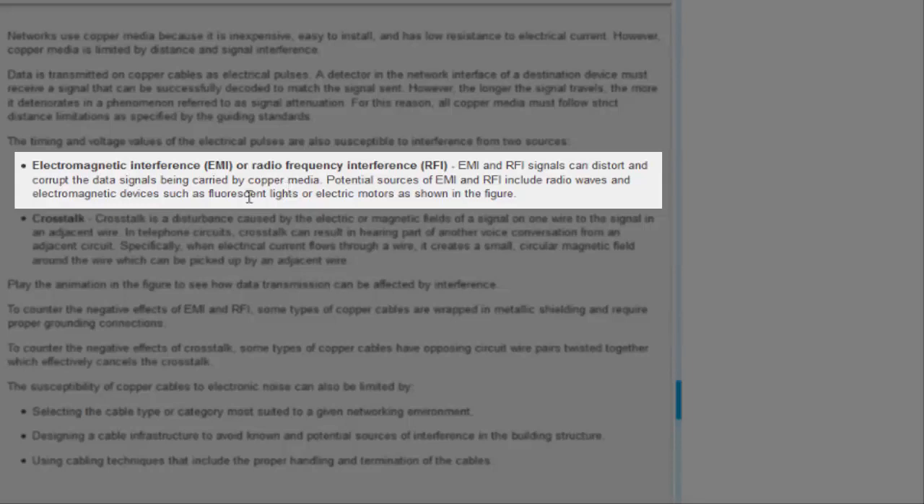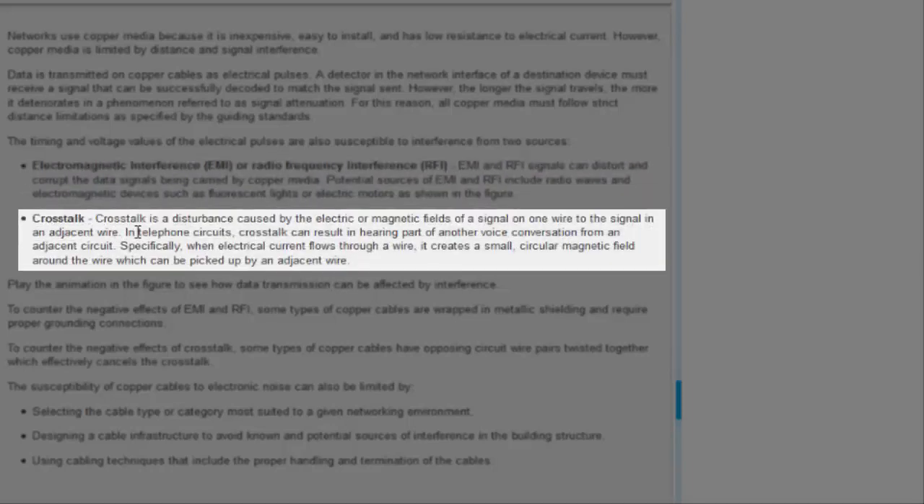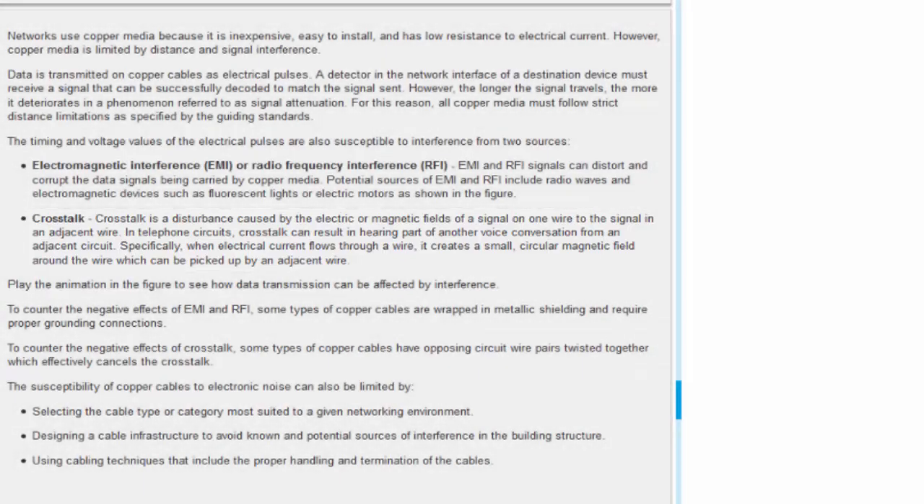We also have crosstalk noise, or the disturbance which is caused by the electric or magnetic fields of a signal in one wire. So within the actual copper cable, you have a signal which affects the signal inside another copper cable. So you have crosstalk, which means that you have a similar signal that affects your signal. So these are the two types of noises that can affect the signal inside the copper cable. Again, we have electromagnetic interference and we have crosstalk interference.